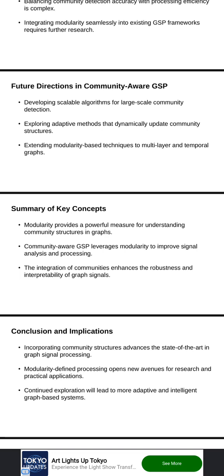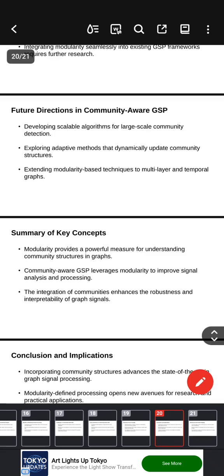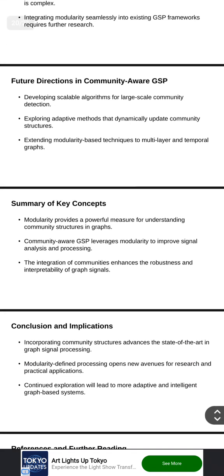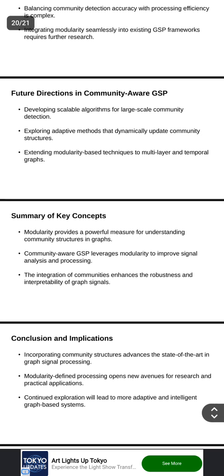Conclusion: incorporating community structures advances the state of the art in graph signal processing. Modularity defined processing opens new avenues for research and practical applications. Continued exploration will lead to more adaptive and intelligent graph based systems.